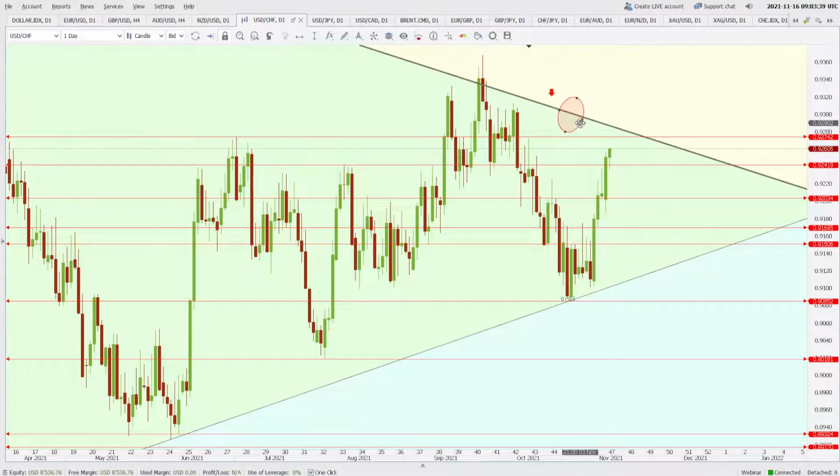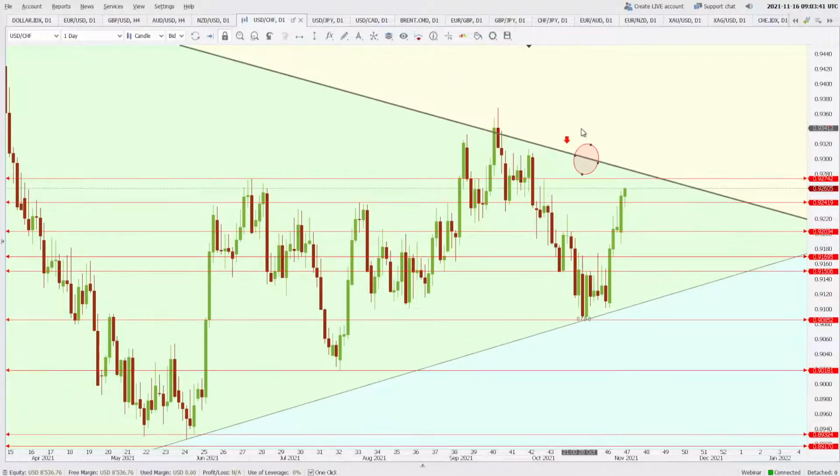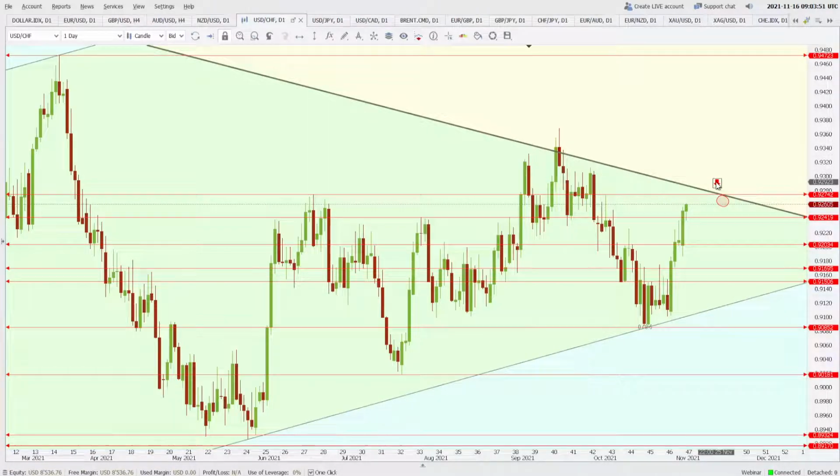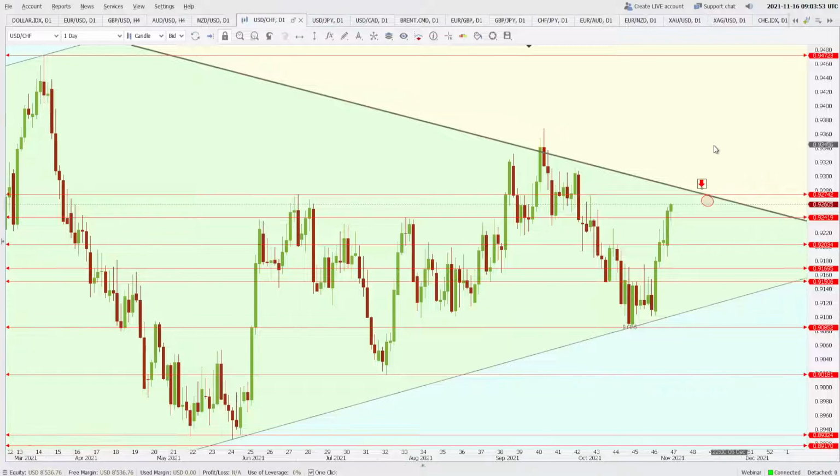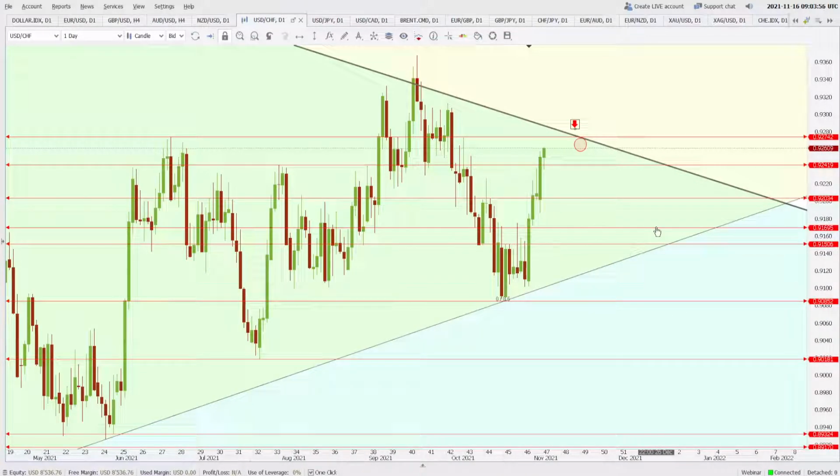I think now rather than this area, we should be looking for this area as a selling opportunity in this market, because in this case we can keep our stop loss here. We can keep our stop loss here and sell this market with the targets to the lower side. But because the US dollar is right now very aggressive, or you can say very bullish, selling at the current prices is not recommended.